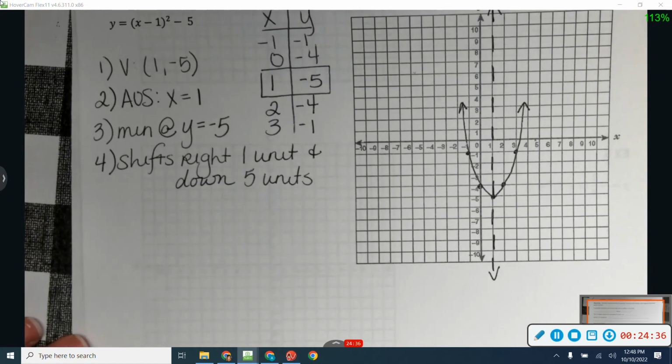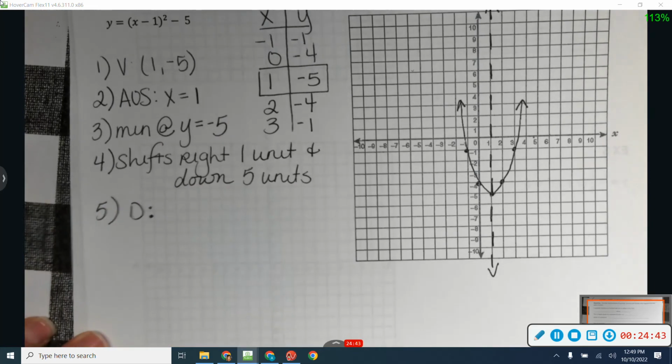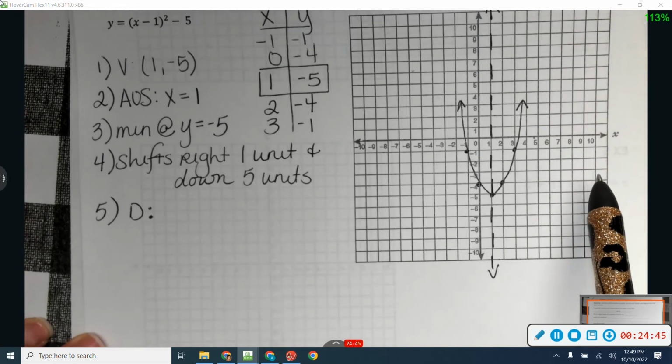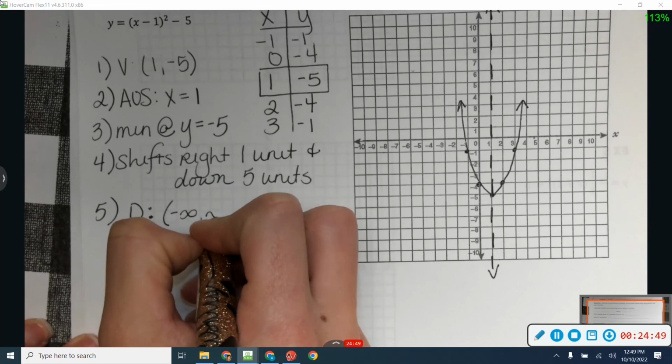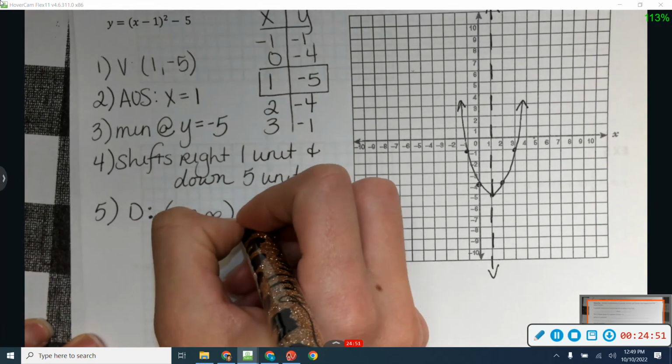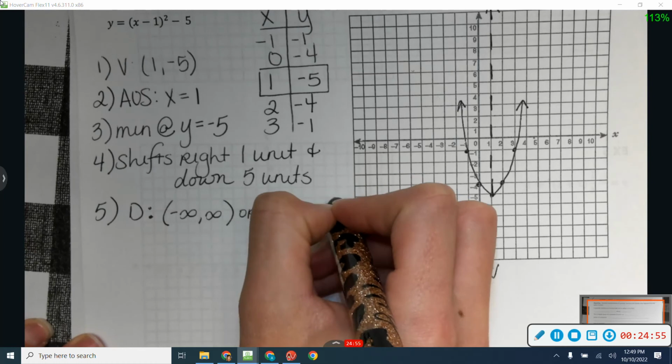Okay, so then after you do that, we're going to do our domain and range. Your domain, it's a continuous function, so it's all real numbers. You can either do negative infinity to positive infinity or set builder notation for x being an element of the real numbers.